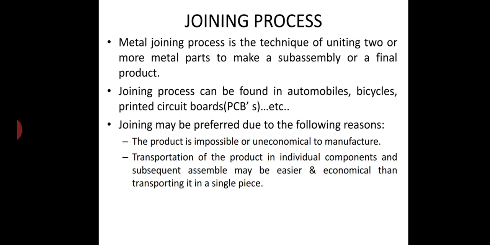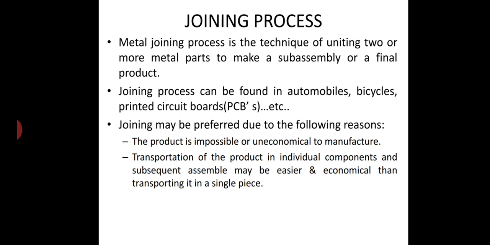We prefer items to be manufactured as sub-assemblies or very small parts, and the parts or sub-assemblies will be standard parts, so that you can make your manufacturing more economical, and your whole assembled product will be a cheaper one. So it's actually metal joining.